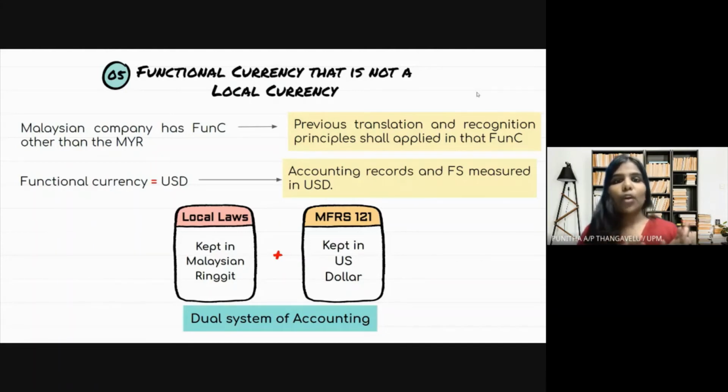However, if the local laws and regulations require that the accounting record must be kept in Malaysian ringgit, then ideally two sets of accounts must be maintained, which is referred to as a dual system of accounting, which means one set kept in Malaysian ringgit to comply with local laws and the other set kept in US dollar to comply with MFRS 121.